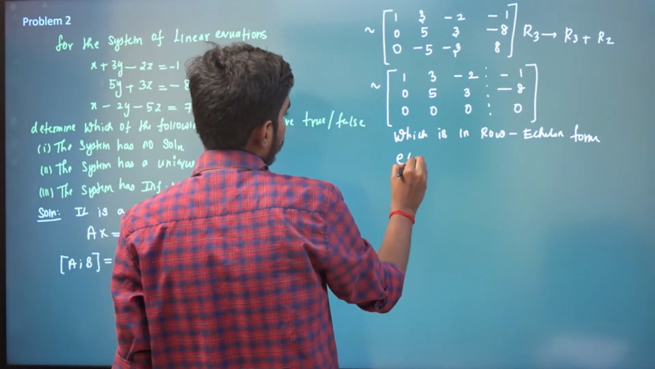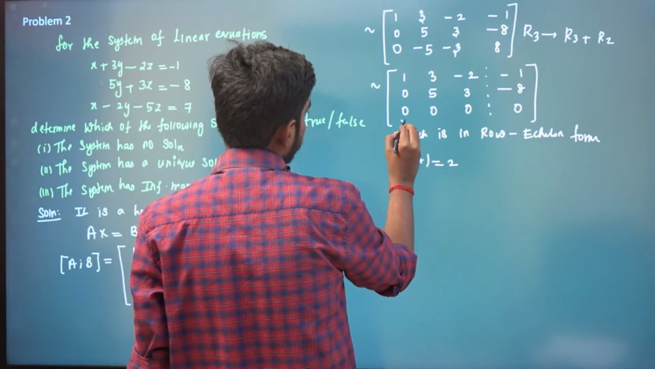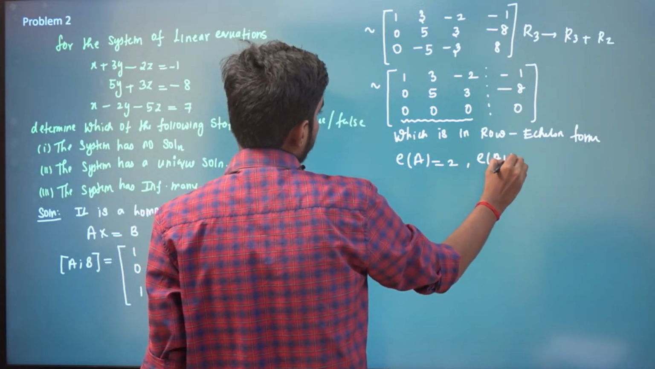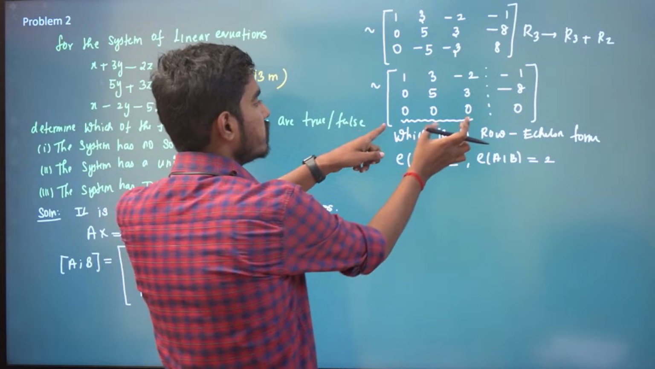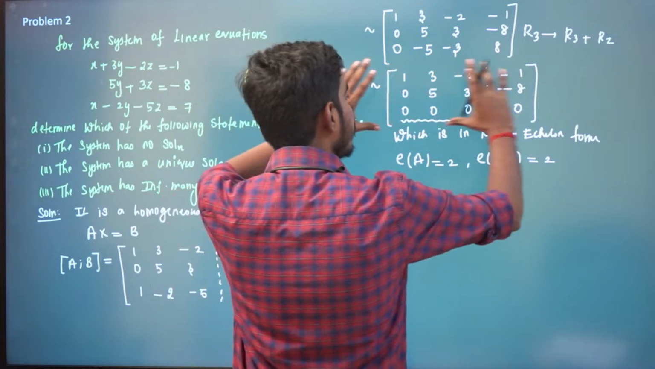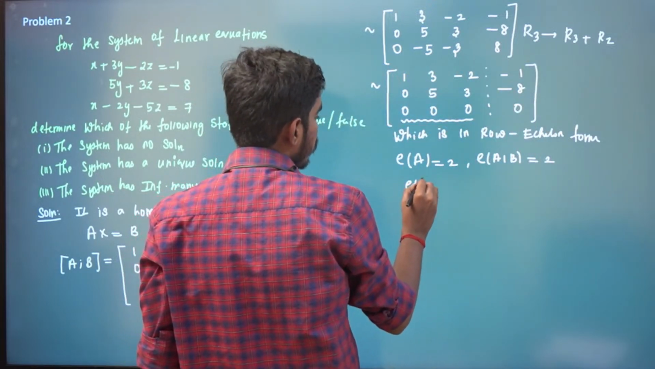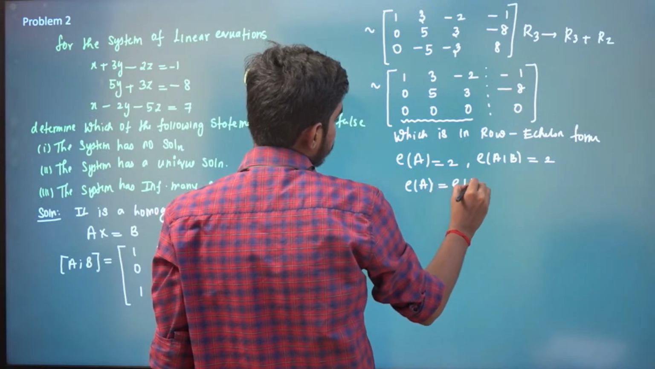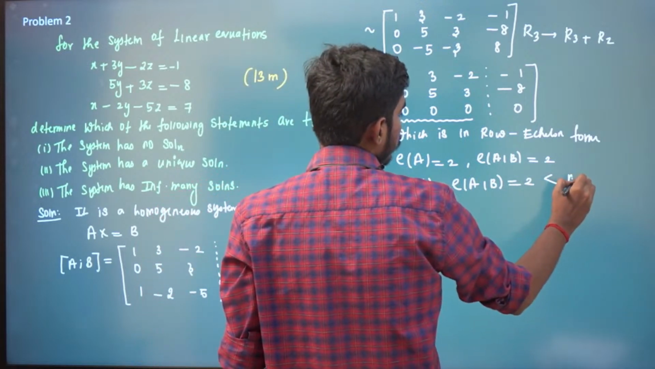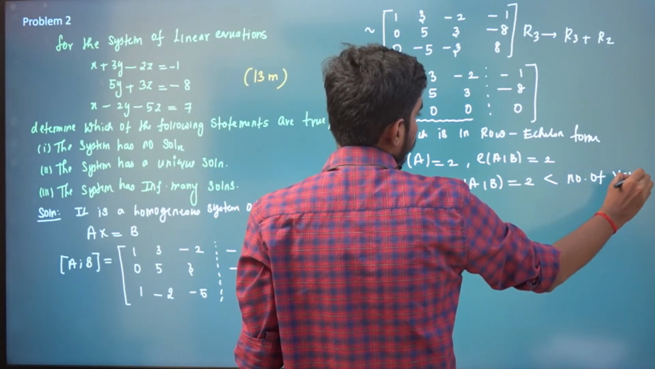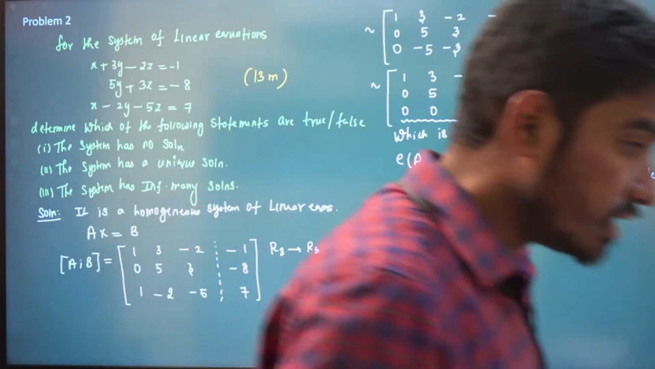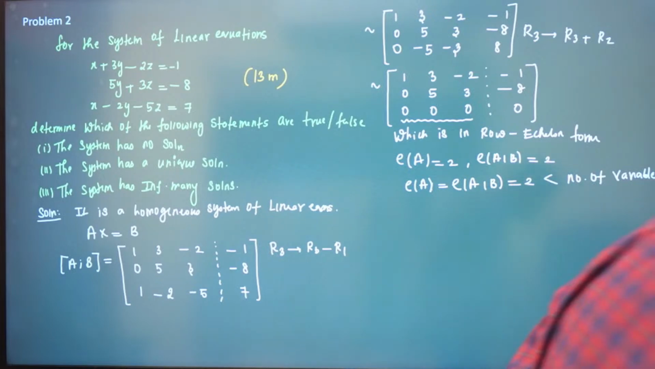And you can see what is the rank of A. Rank of A is 2, right? If you consider only this 3 by 3 matrix, rank of A is 2, rank being the total number of non-zero rows. And what is the rank of A comma B? When you consider this entire matrix, again rank is 2. So we have rank of A is the same as rank of A comma B, both equal to 2, which is less than the total number of variables, which is 3, right? So the system is consistent and has infinitely many solutions, right?